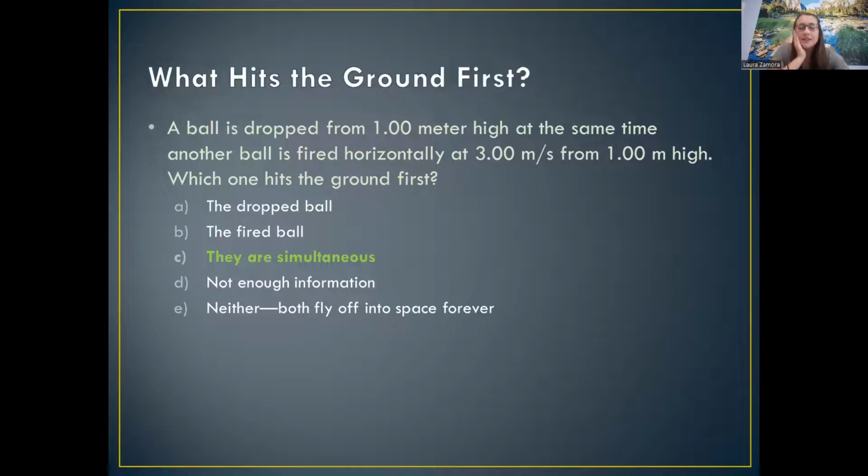Gravity is acting on them both the same way. As soon as they leave the hand or the gun or whatever it's being launched from, gravity is the only thing acting on them, and it's acting on them in the same way, pulling both of them down at negative 9.8 meters per second squared. And so they will end up hitting the ground at the same time.